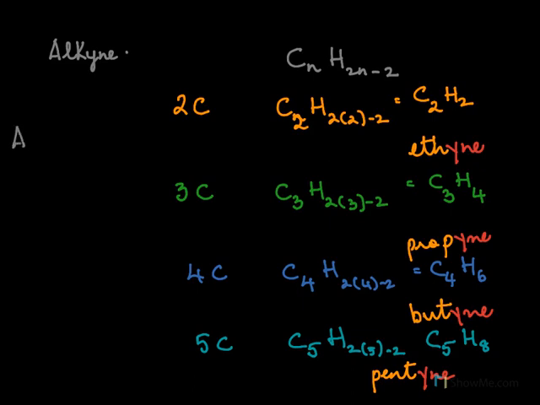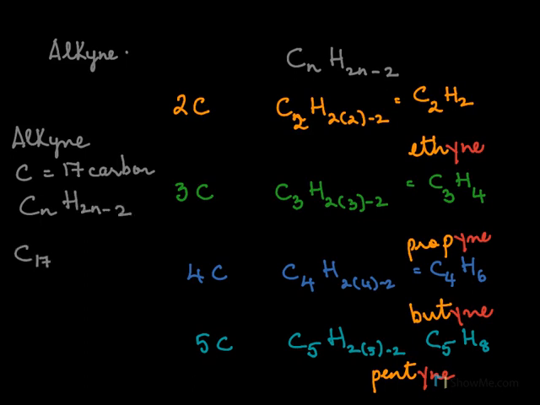So if you want to write an alkyne, say with 17 carbons, what would be its formula? CnH2n minus 2. So C17, H2 into 17 minus 2. C17, H34 minus 2. C17 and H32.